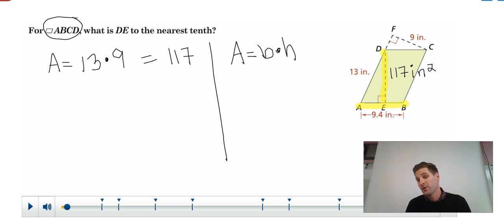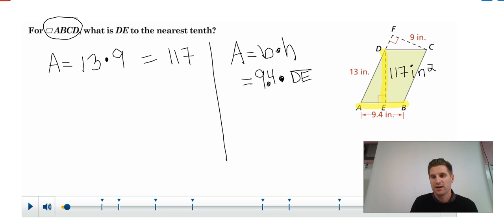This time we don't know what the height is of DE, so we can go ahead and leave H as an unknown, or we could even put H in as segment DE. We don't know what it is, and we will find it. And our base is 9.4, and that's multiplication, by the way, equals, and we're going to get the area, which we already know the area of the parallelogram is 117. So I just really got to divide by 9.4 and do that to both sides.